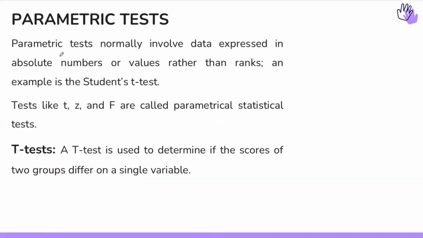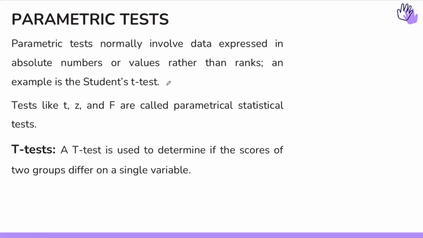Now let us consider the parametric test. Parametric tests normally involve data expressed in absolute numbers or values rather than ranks. An example is the student t-test. Parametric statistical tests operate under certain conditions, and since these conditions are not ordinarily tested, they are assumed to hold valid. And the meaningfulness of the results of a parametric test depends upon the validity of that assumption.